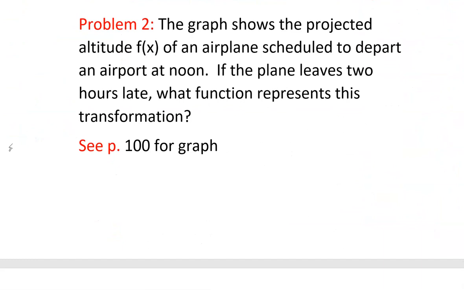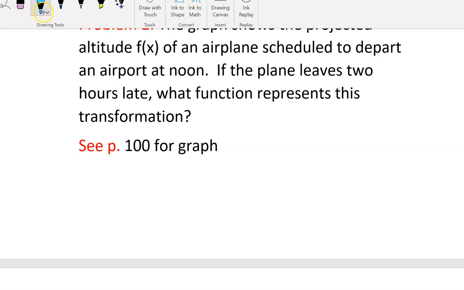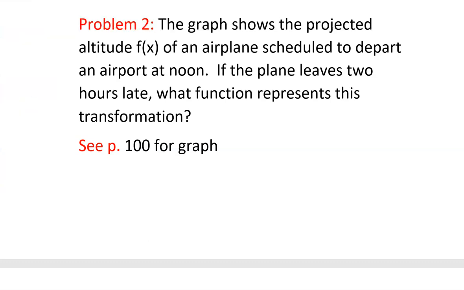Problem 2. The graph shows the projected altitude, f of x, of an airplane scheduled to depart an airport at noon. If the plane leaves 2 hours late, what function represents this transformation? See page 100 for the graph. So on this one, you'll see that the graph is a funky graph. We don't know what that one is. All we know is that the initial one departs at noon, so that's the one in black.